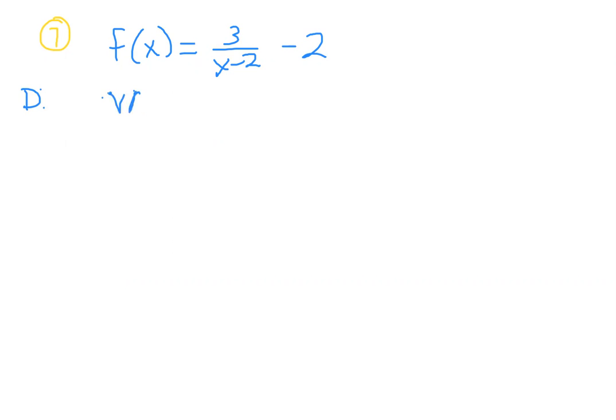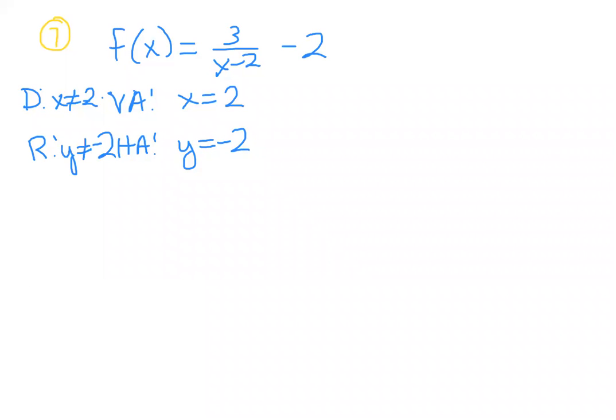Okay, let's look at number 7. We've got f of x equals 3 over x minus 2 minus 2. Lots of 2's. So let's look at our domain, our vertical asymptote, and our range, and our horizontal asymptote. Vertical asymptote, x equals 2. So domain, x doesn't equal 2. Horizontal, y equals -2. So our range, y doesn't equal -2.